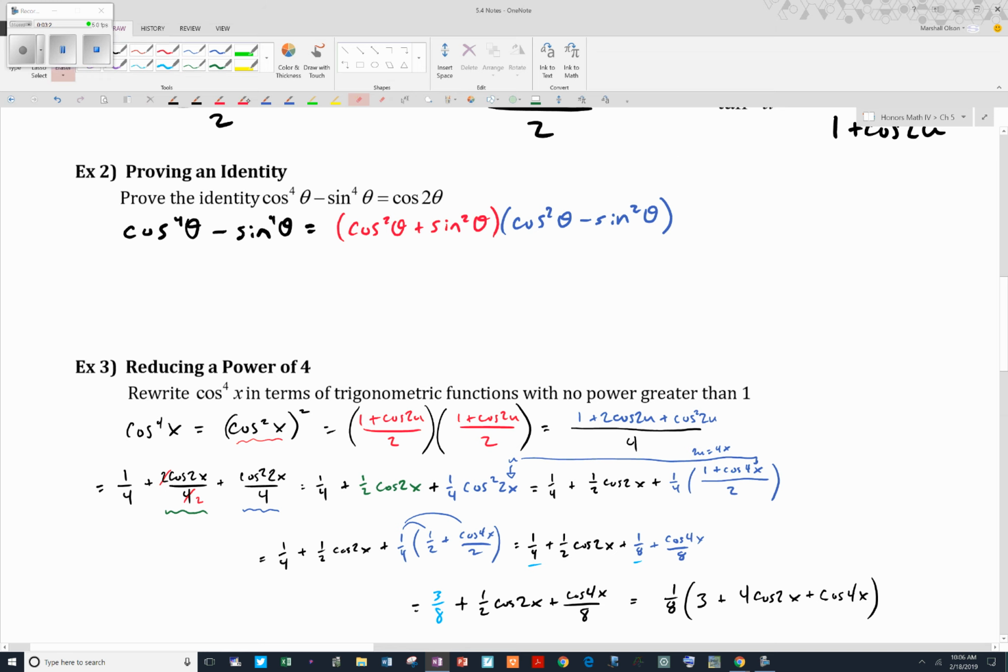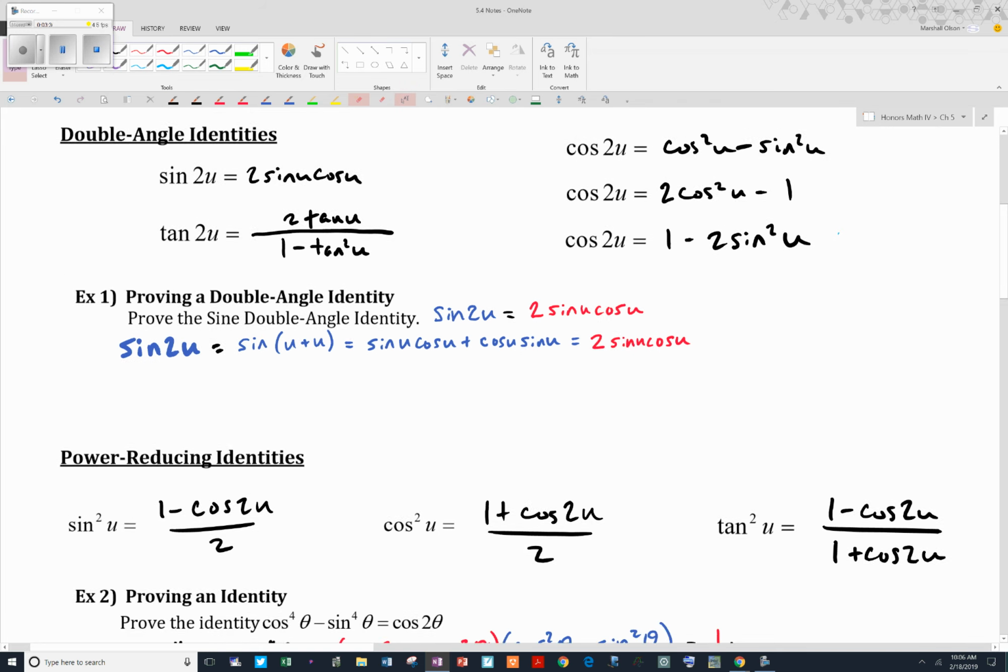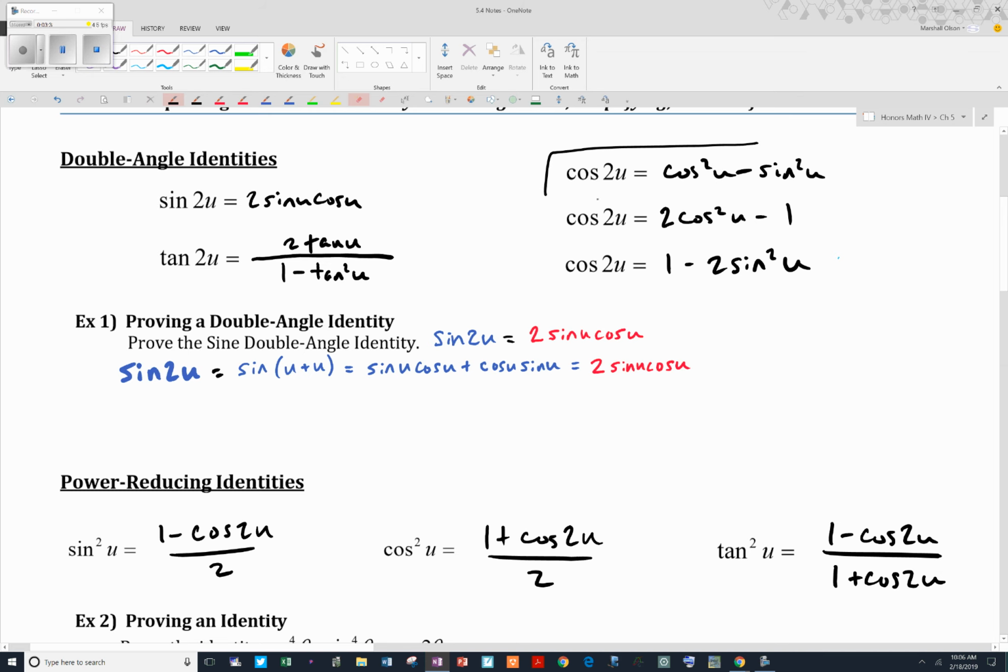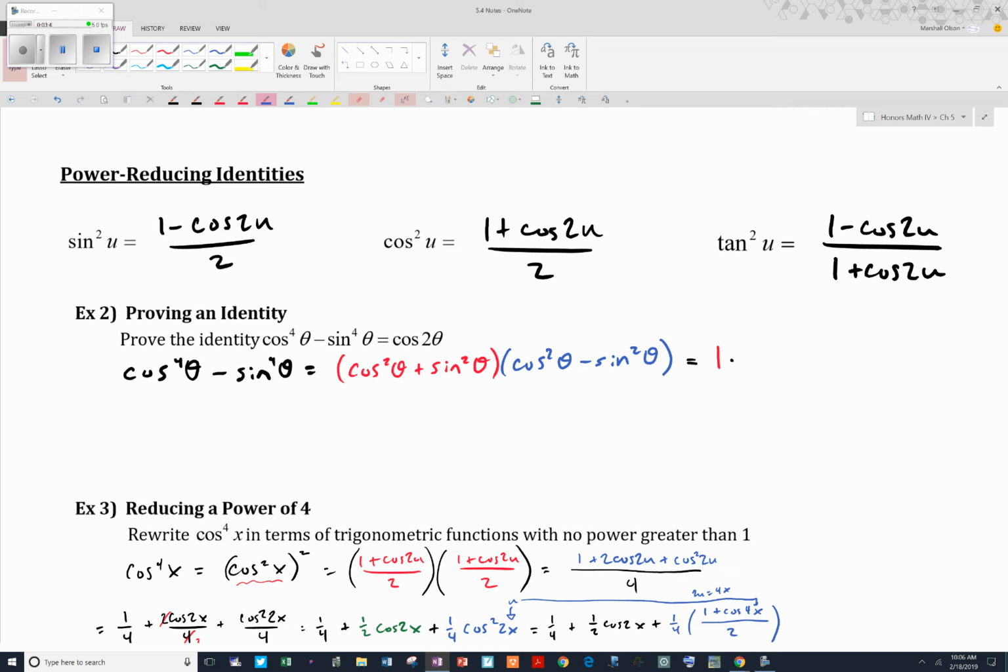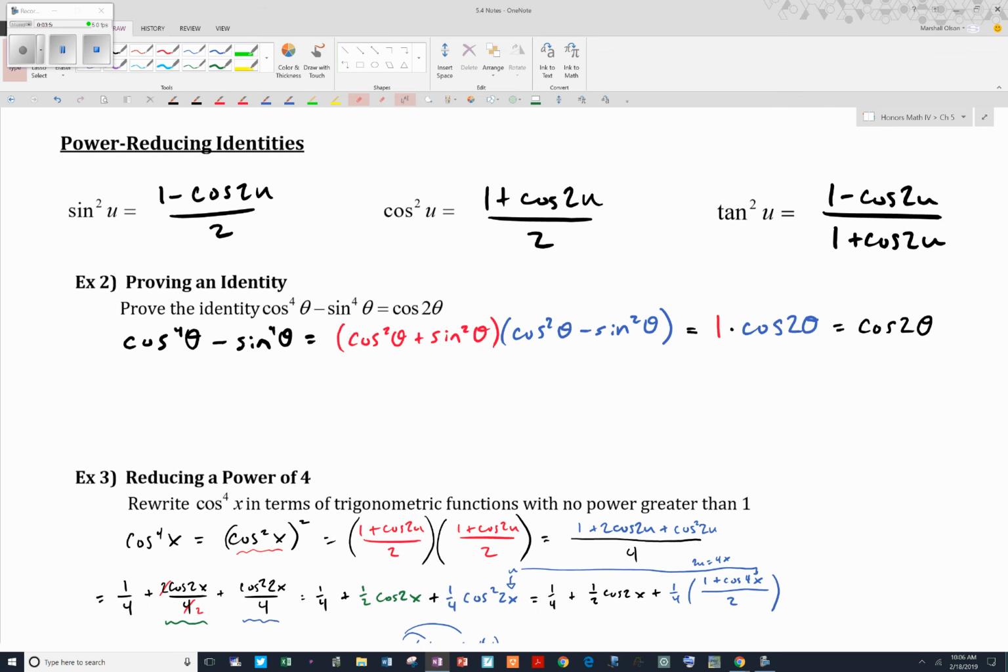All right, now each of these has something that we can turn them into. Cosine squared plus sine squared, that should look pretty familiar. That's just equal to 1. And the cosine squared minus sine squared is one of our cosine double angle identities. So we can replace that with cosine of 2u, or 2 theta in this case. Now obviously this just equals cosine of 2 theta. So we've proven that identity.